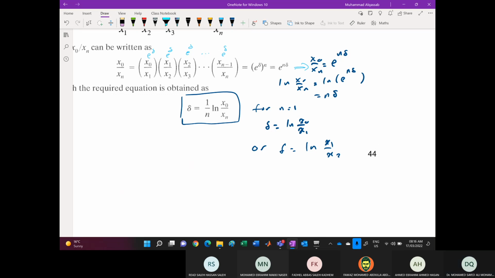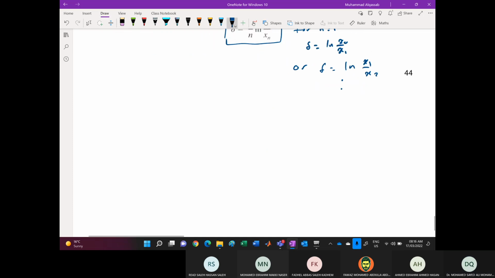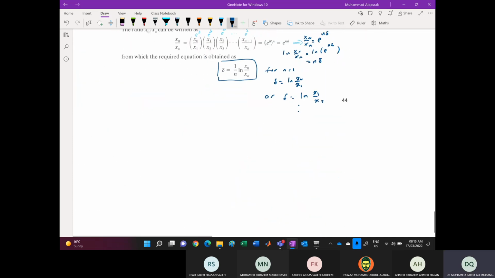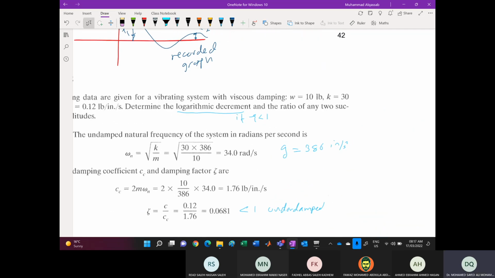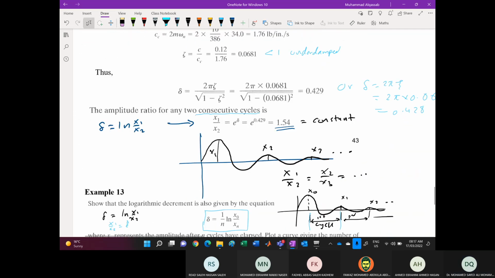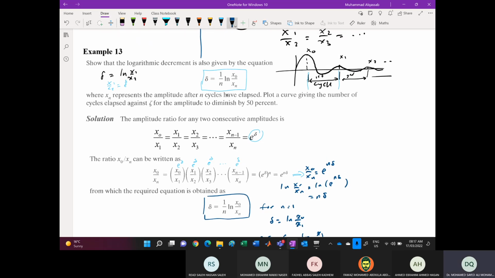Okay, any two successive cycles, that is n equal to... Now the second part of the question. Okay, so we proved that delta equals 1 over n ln x0 over xn. Plot a curve giving the number of cycles elapsed, which is n, against zeta for the amplitude to diminish by 50%. So the required is a plot of n versus zeta.